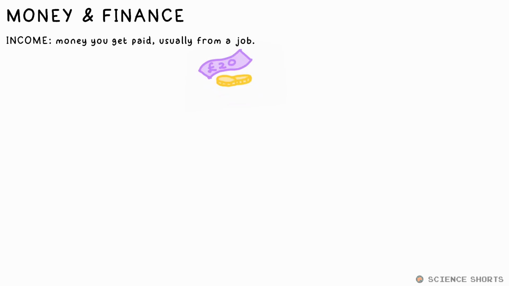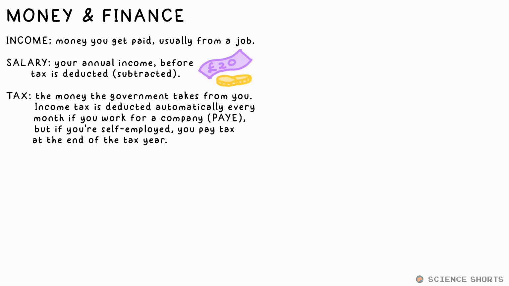Usually we talk about income per month. Salary is the total amount of money you're paid in your job every year, before income tax is deducted. That's the money the government takes from what you earn. If you work for a company, this is taken from your paycheck before the money goes into your account. This is called PAYE, pay as you earn. This was me when I was a teacher in school and other jobs I did before that.